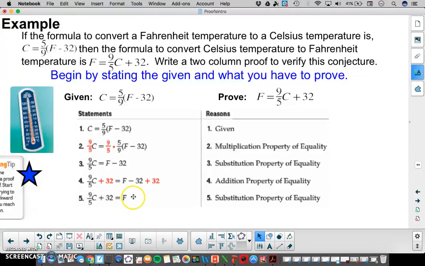Now, we're almost there. We have F equal to something, but it's on the wrong side of the equation. So what I have to do is flip this equation using the symmetric property of equality. Now I have F equals 9/5 C plus 32, which was what we were trying to prove. That is our conclusion.